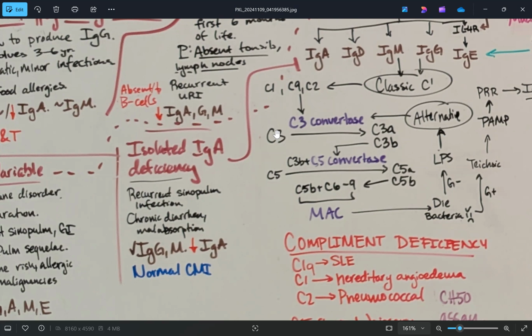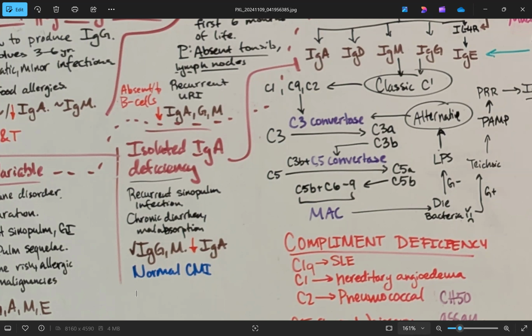When you're looking for labs, you're going to have normal levels of IgG and IgM, obviously, because it's isolated IgA, and decreased IgA as well. Even though you have less IgA, you still will have your normal cell-mediated immunity. So that's an important distinction to make.